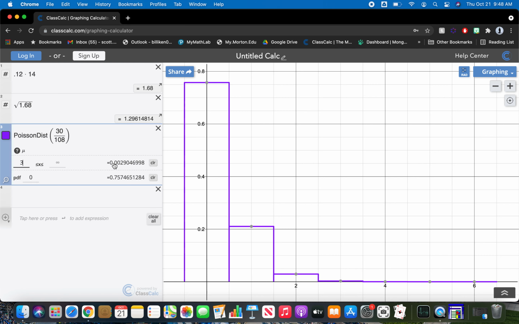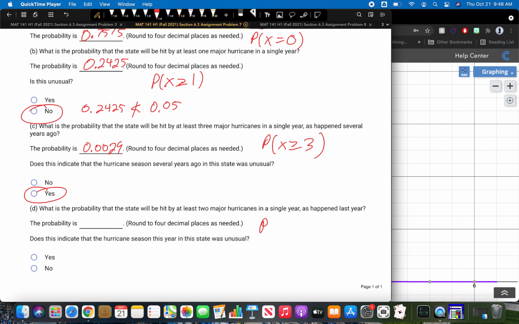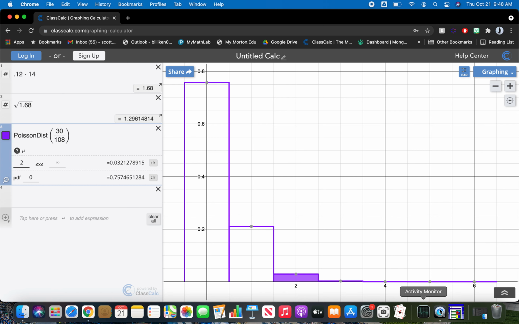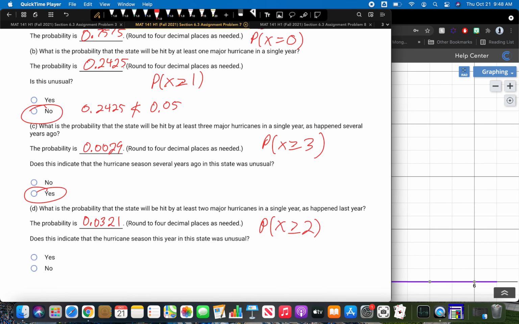So then what is the probability that the state will be hit by at least 2 major hurricanes? So that's the same idea, right? So the probability that x is greater than or equal to 2. So we can put that in. We just change this to a 2. And so that's 0.0321. And so does that indicate that the hurricane season for this year was unusual? And the answer is yes. Because once again, 0.0321 is less than 0.05. Okay. So that's the idea for problem 7.